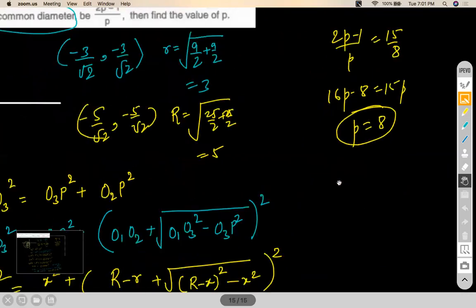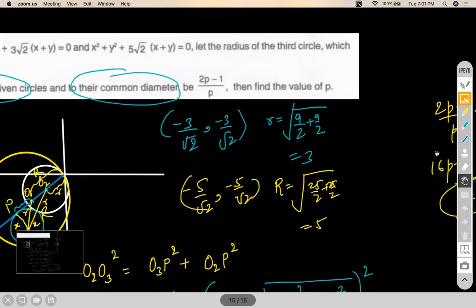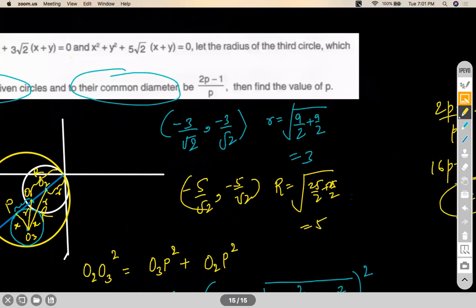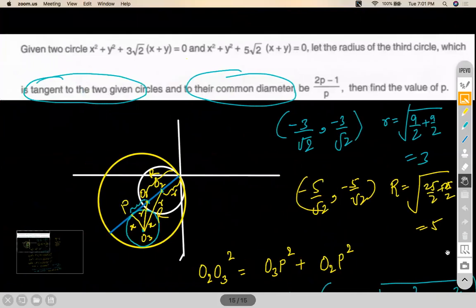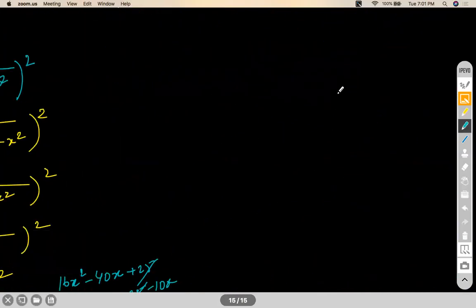Okay, so if I had not wasted time here, we could have done this problem well within 3 to 4 minutes. So the only person who got this right was Mansha. Rest all of you gave a different answer, which was wrong. So p is equal to 8 is the answer to this. Okay. So we'll stop the session over here. I would like to know from you.